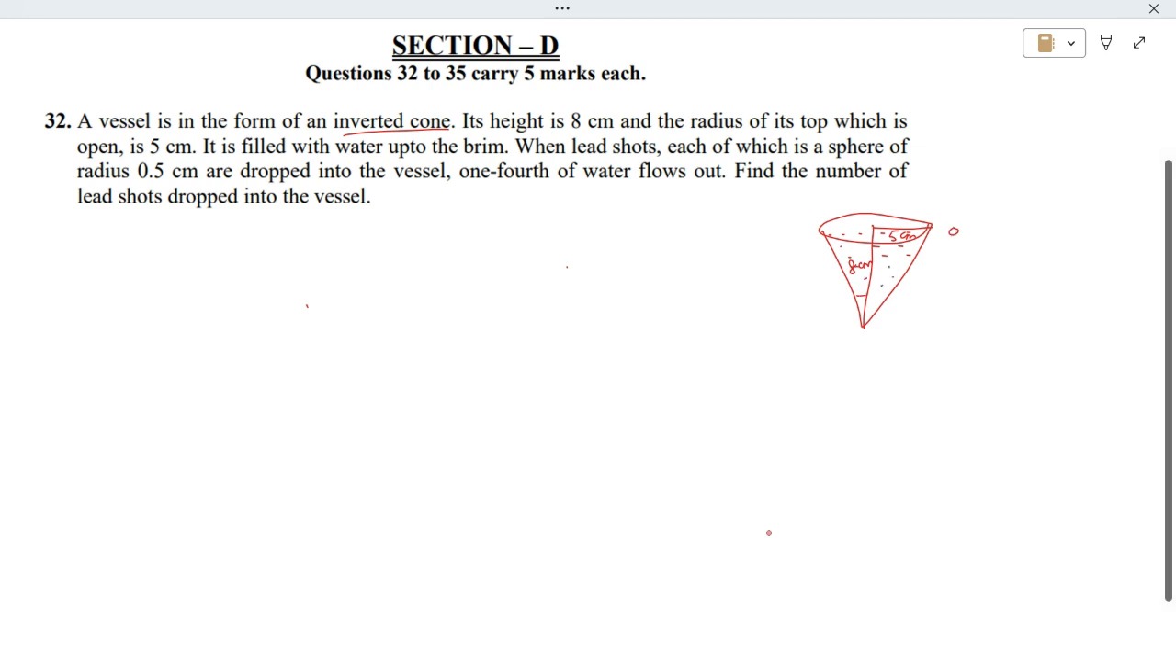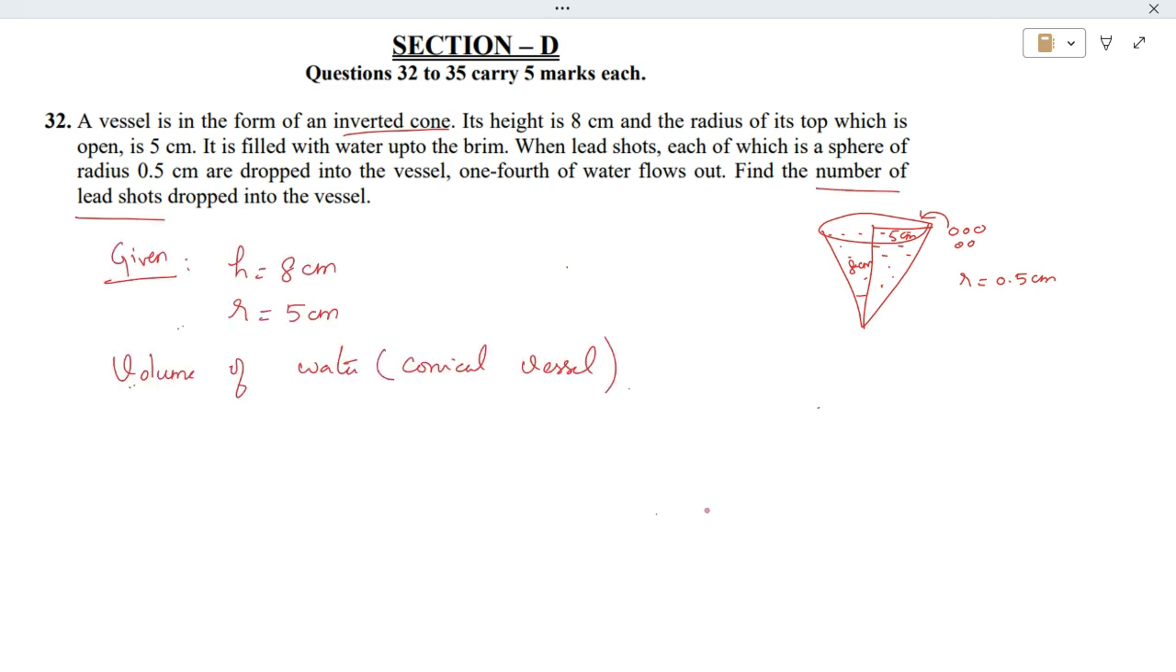When lead shots are added, there are so many lead shots, each of which is a sphere of radius 0.5 centimeter, dropped into the vessel, one fourth of the water flows out. After adding the lead shots, definitely the water level will increase, and it flows out, right? Now I need to find the number of lead shots dropped into the vessel. So the number of lead shots added in the vessel is equal to the amount of water that flows out, isn't it?